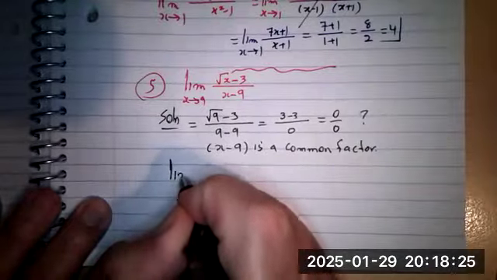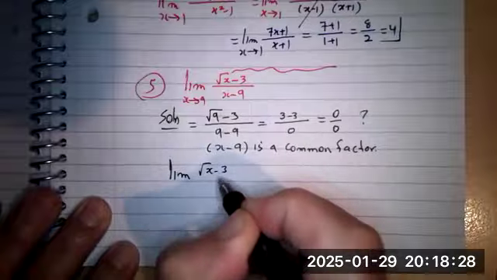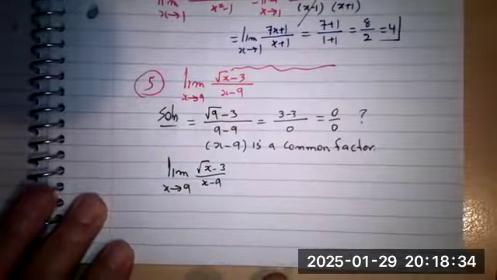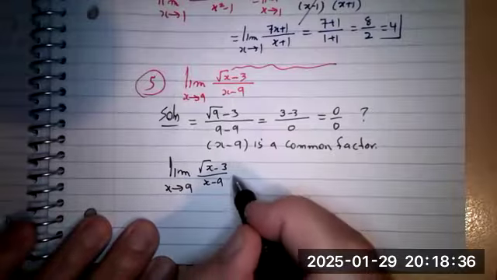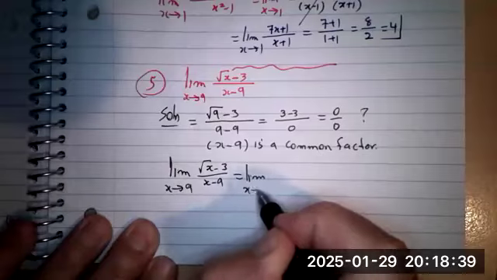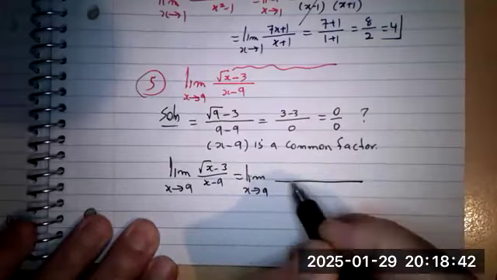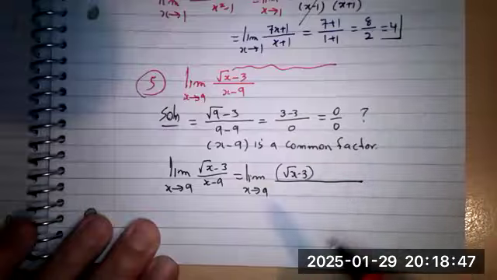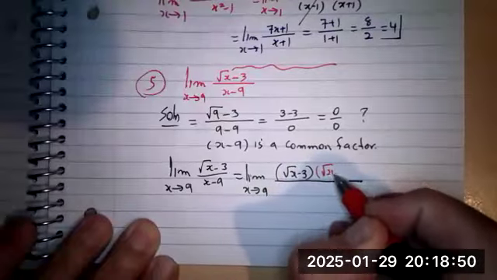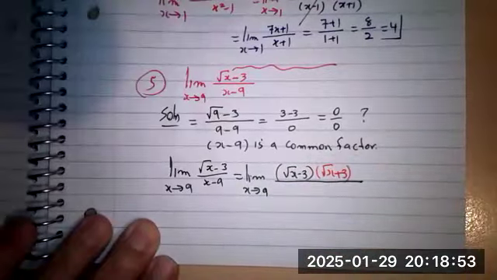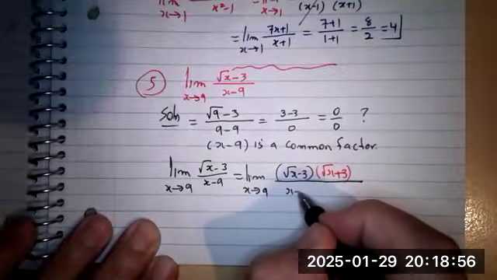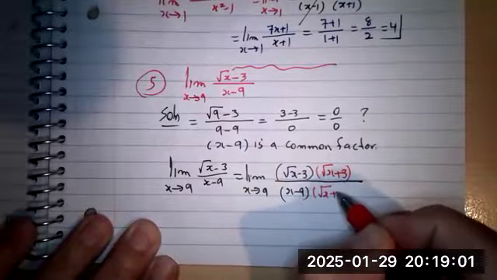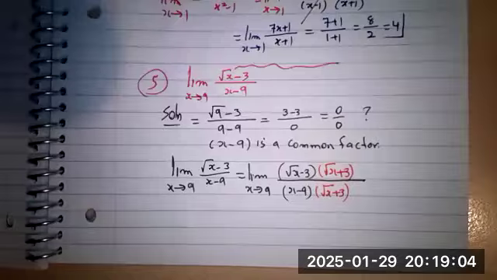Look at this. Original one is radical x minus 3 over x minus 9, x goes to 9. Multiply the top and the bottom by the conjugate of the top. The limit as x goes to 9. The top, you have the radical x minus 3 multiplied by the conjugate. The conjugate is this. So look at this, radical x plus 3. You do the same thing to the bottom, x minus 9 times radical x plus 3. Any question?